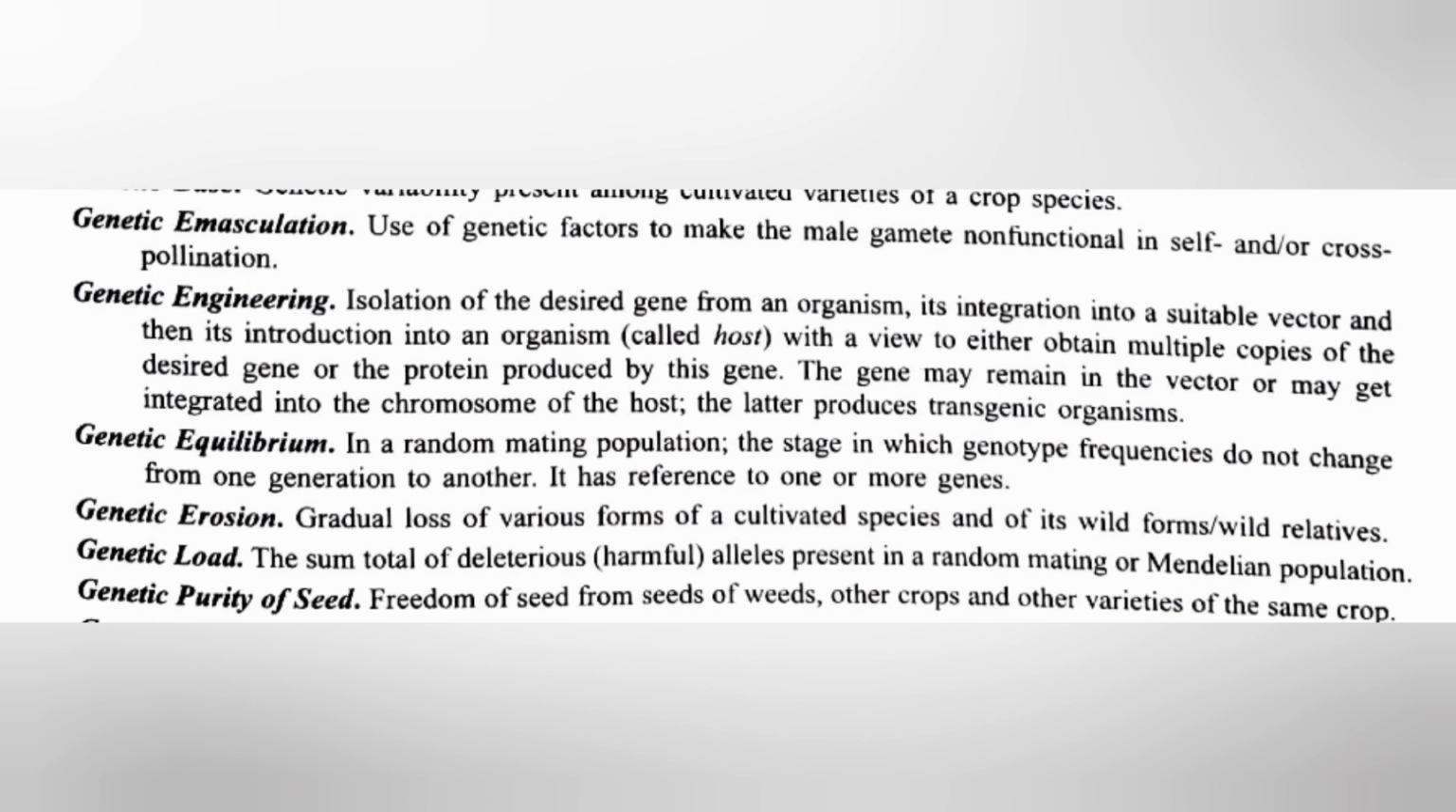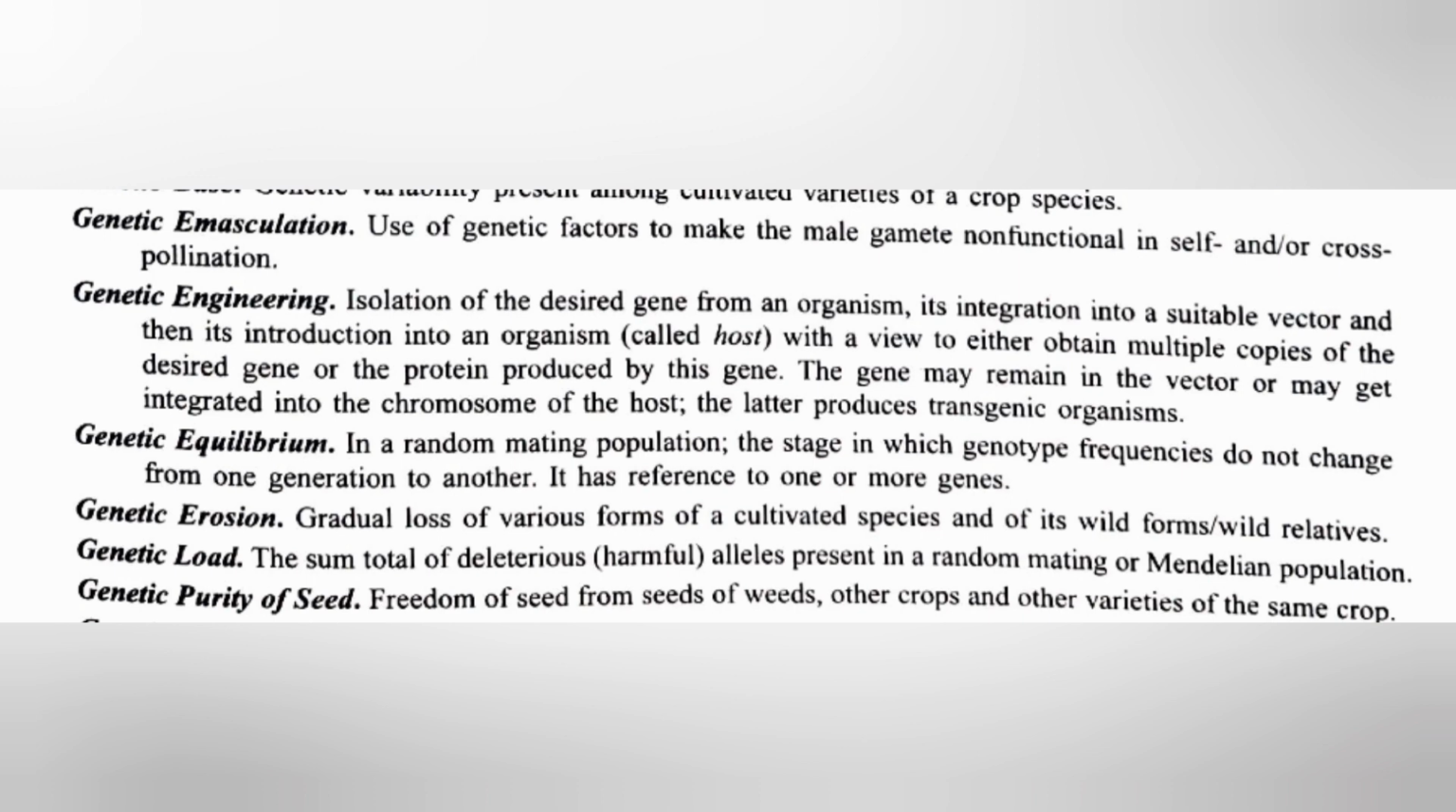Next is genetic equilibrium. That is, in a random mating population, the stage in which the genotype frequencies do not change from generation to generation. That means it remains constant. It has reference to one or more genes. Genetic erosion, that is gradual loss of various forms of cultivated species and of its wild forms or relatives.